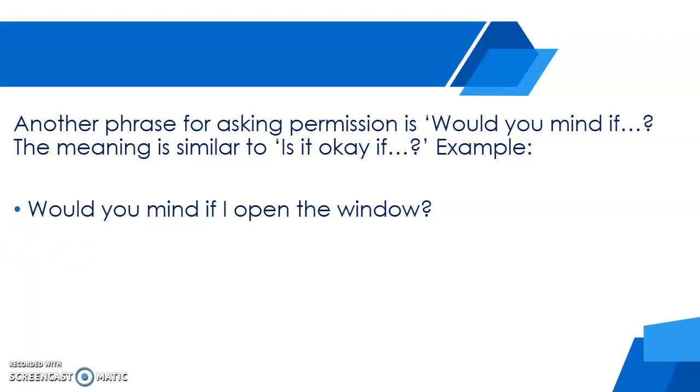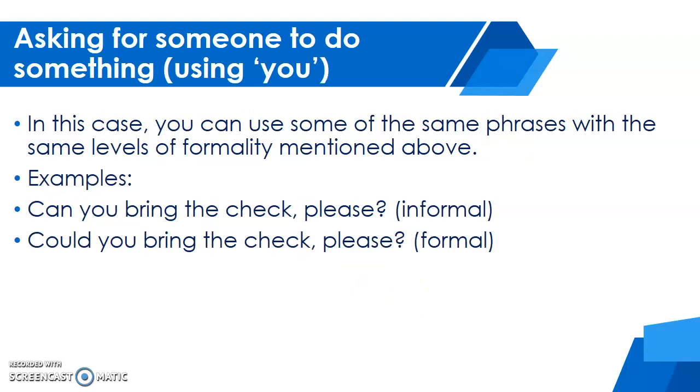And you form it in a very easy way. We have would, you, mind, if, and then you start with your subject. In this case, it is I, your verb in base form, and then the complement. Would you mind if I take your pen? Would you mind if I open the door? Would you mind if I take this? It's very simple.